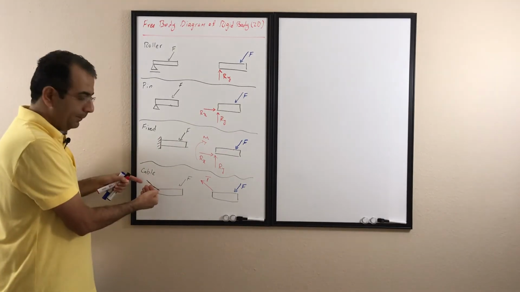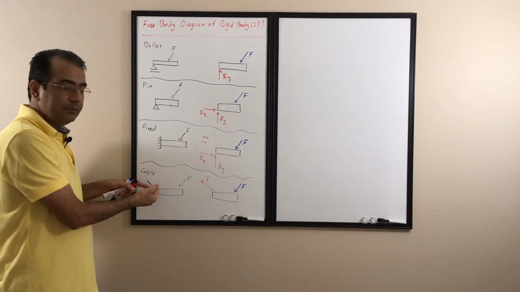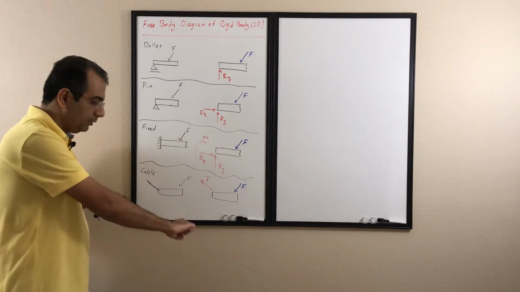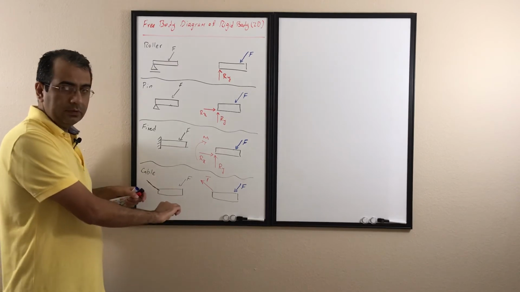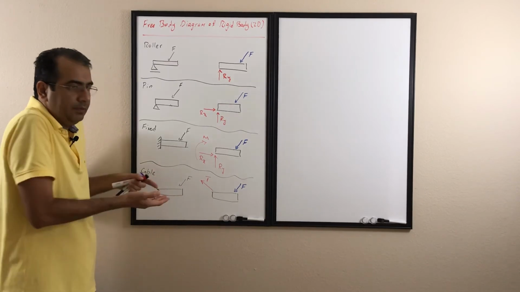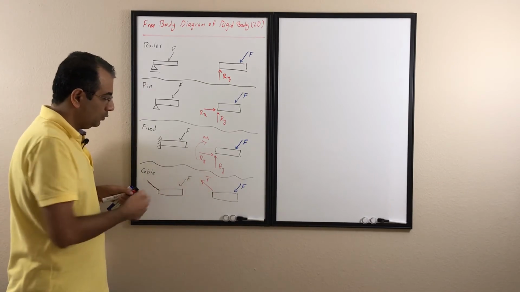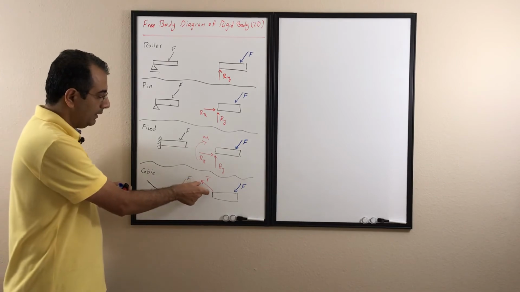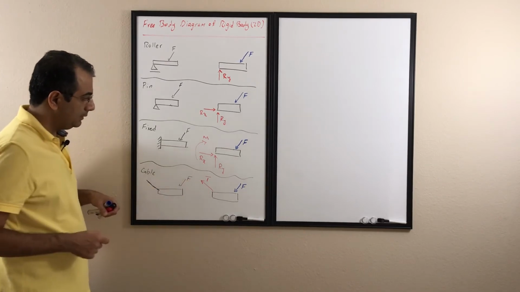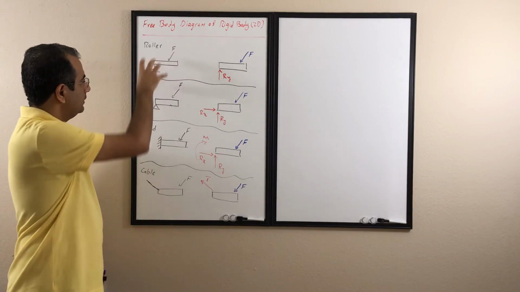Remember, if I pull it, it resists, but if I push it toward that cable, it doesn't do anything. So that tension is the only thing the rope would support, and it's always along that cable itself. But mostly we are using the first three types of supports.